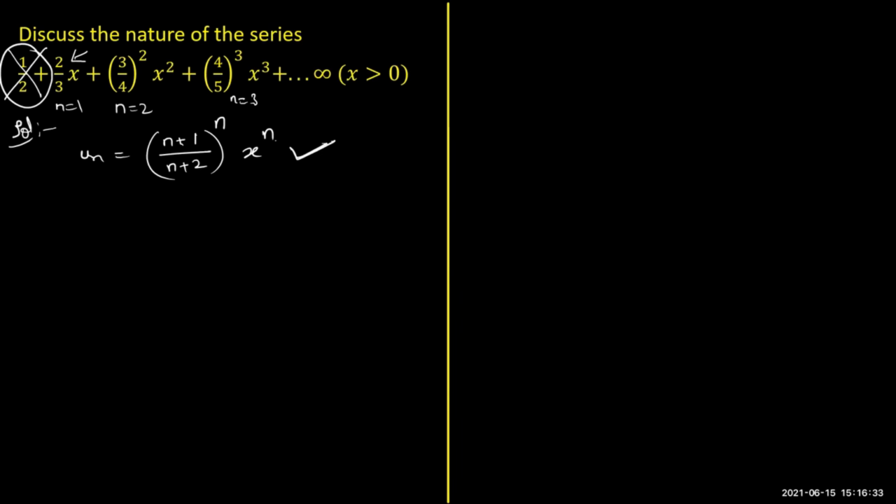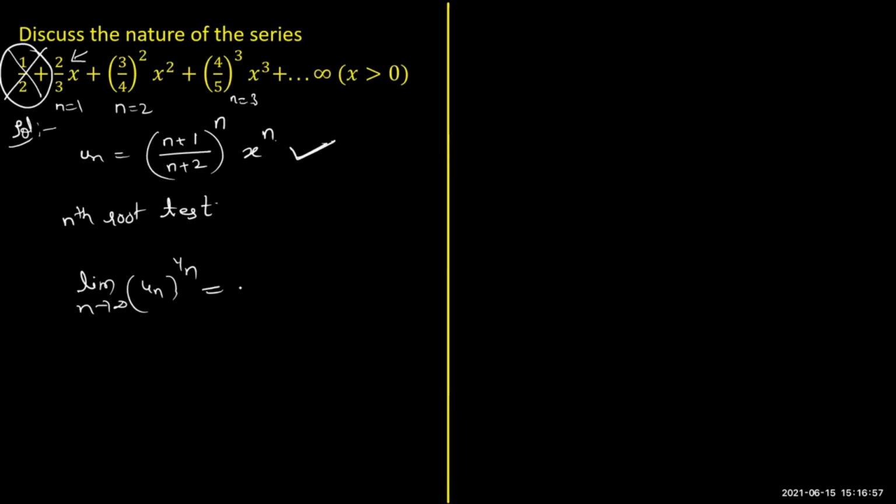When the nth term is exactly like something whole to the power of n, we can understand the nth root test is the most suitable thing here. Take this nth root test comfortably, and then find out the limit. Limit n tends to infinity, un whole to the power of 1 by n. Evaluate how much you'll get the limit.